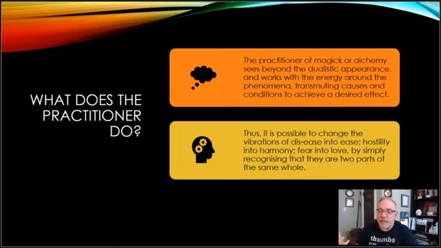So it's possible to change the vibrations of dis-ease to ease, of hostility to harmony, of fear to love, simply by recognizing that they are two parts of the same whole. In your own life, think about a time when somebody that you absolutely loved did something so hurtful that you hated them. What happened? Where was that place where that emotion changed from love to hatred?